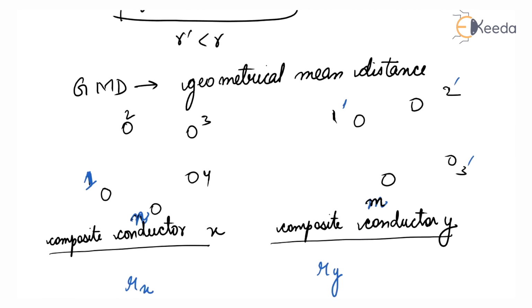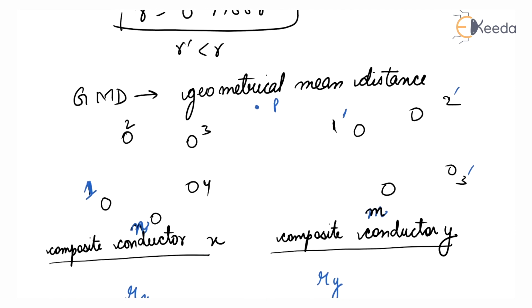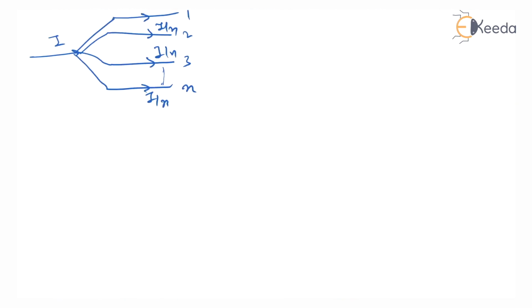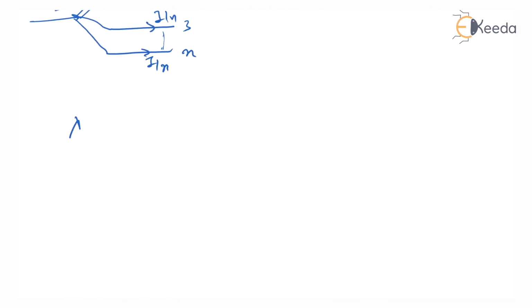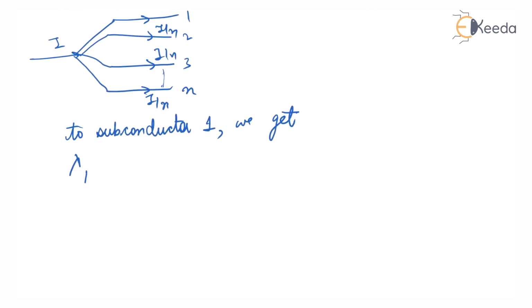Suppose here there is a point P. So flux linkage of conductor 1 to point P. The total flux linkage not only comes from point P, it comes because of all the conductors. So for subconductor 1 we get flux linkage lambda 1 equals to, see in my last video I did the calculation in kilometers, now I'll do it in meters only.